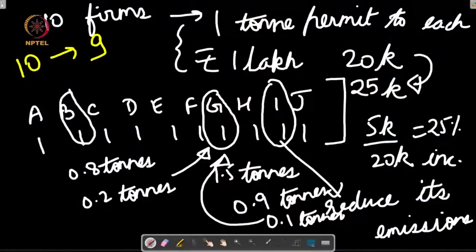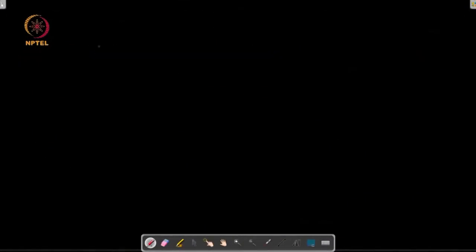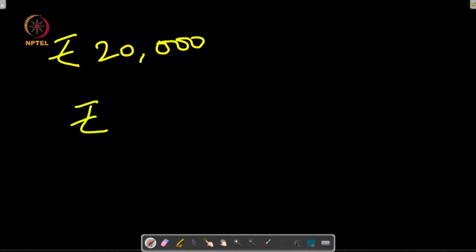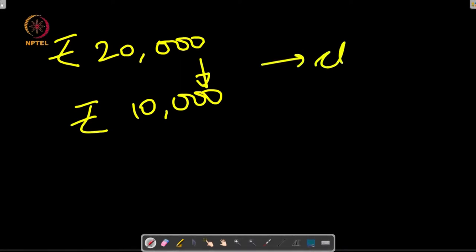So what he is saying is that suppose earlier you were earning 20,000 rupees because of your fishery operations, but because of my pollution, now you are earning only 10,000 rupees. And because you are earning 10,000 less, so you are telling me that you are going to close the plant.